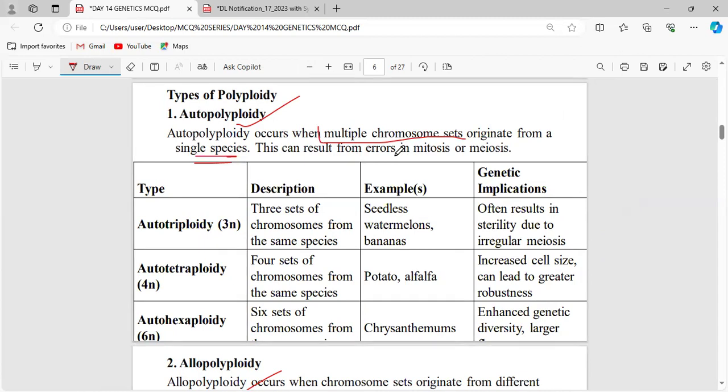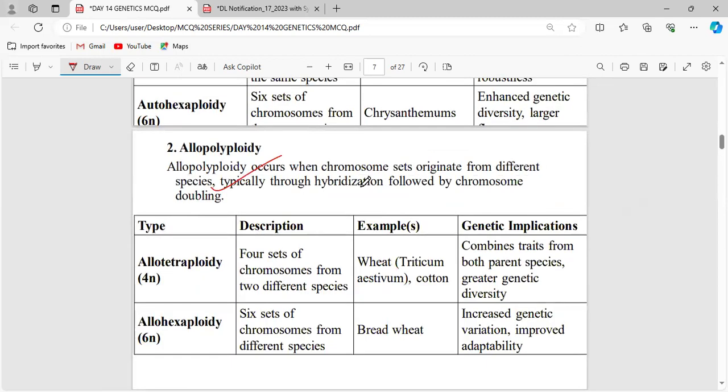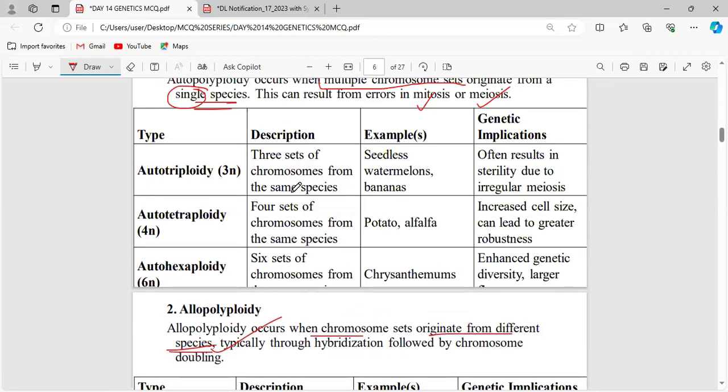If we find any errors in mitosis and meiosis, autopolyploidy will occur. What is that? Multiple chromosome sets originating from a single species. That is what autopolyploidy is. In the case of allopolyploidy, the sets come from different species. This is what allopolyploidy is.